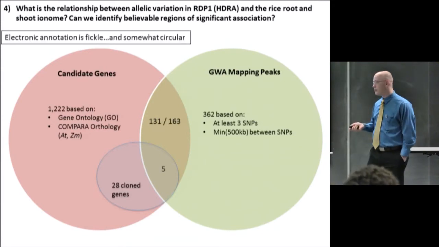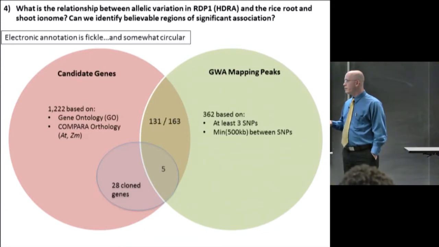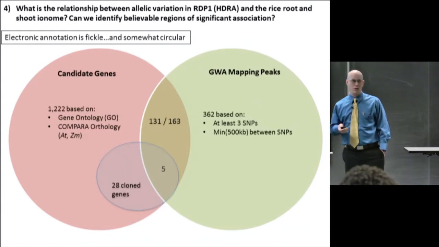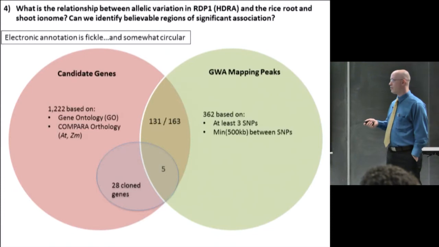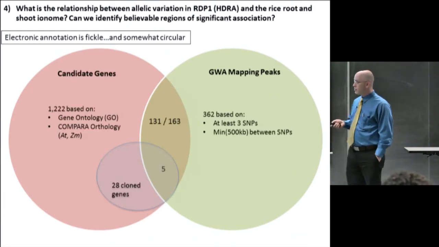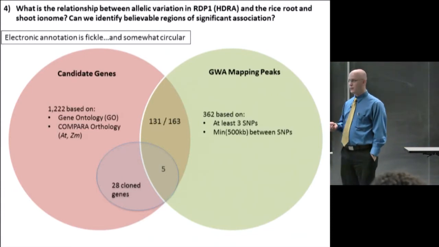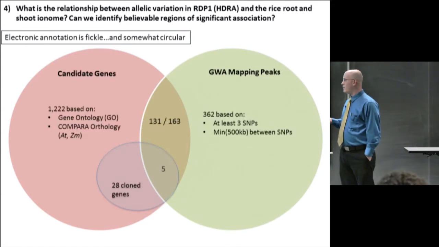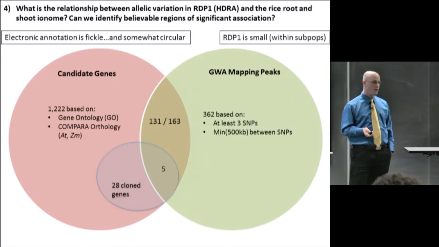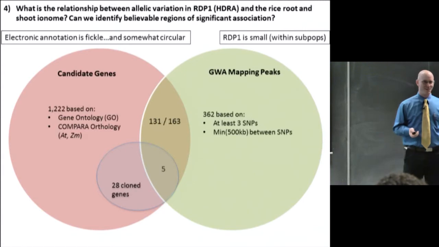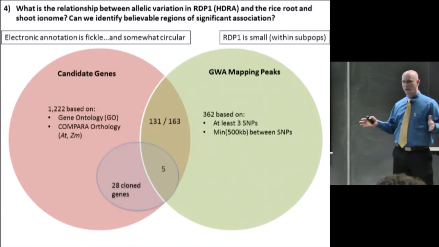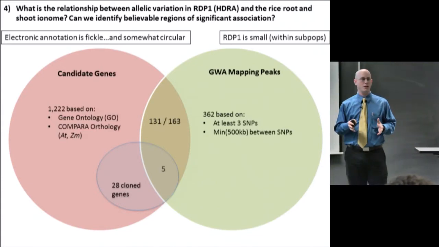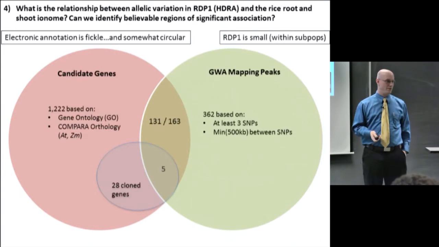It's important to caveat that we don't necessarily believe that these are all of the genes involved in mineral nutrition in rice. These are picked based on electronic annotation. Electronic annotation is fickle and somewhat circular in its logic. The other thing you want to consider is that RDP1 is small. RDP2 is coming, and it's going to be a lot bigger. It's going to be a lot harder to phenotype. But RDP1 is small, especially when you consider that we're mapping within a subpopulation. So we may have 400 lines, but if we're looking at only one subpopulation, oftentimes that sample size can go down to 50 or 60.